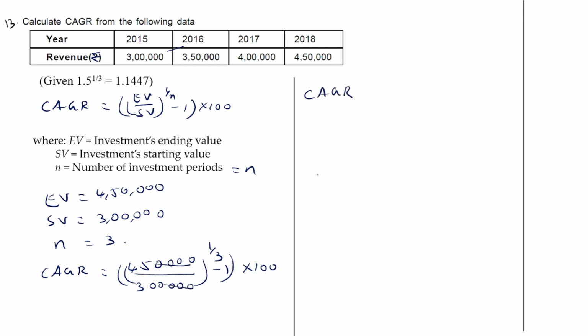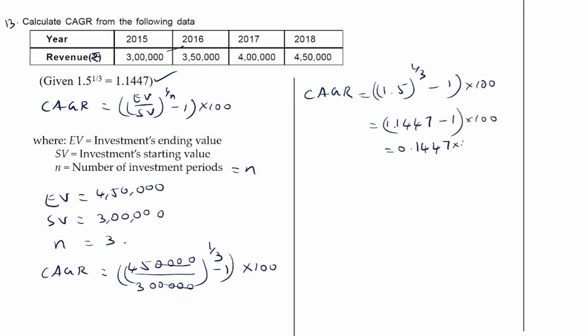When we simplify, we get it as 1.5. 1.5 the whole raised to 1 by 3 minus 1 into 100. Value is given in the question. 1.5 the whole raised to 1 by 3 is 1.1447 minus 1 into 100. This is 0.1447 into 100, or it is 14.47%. So the compound annual growth rate is 14.47%.